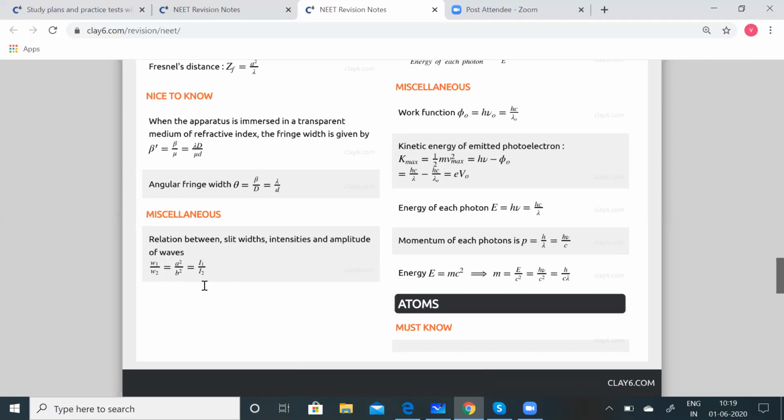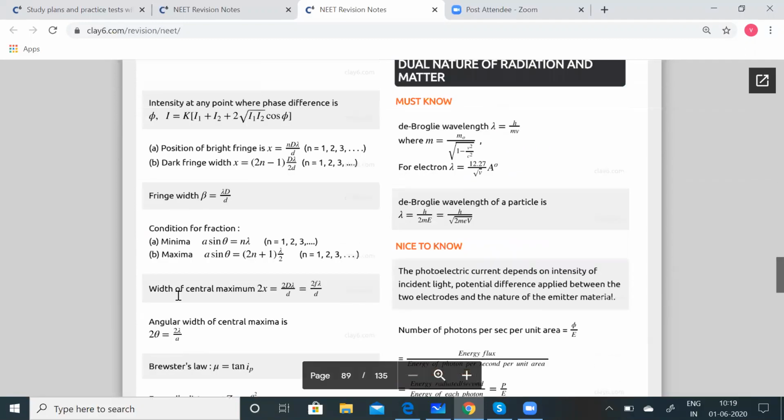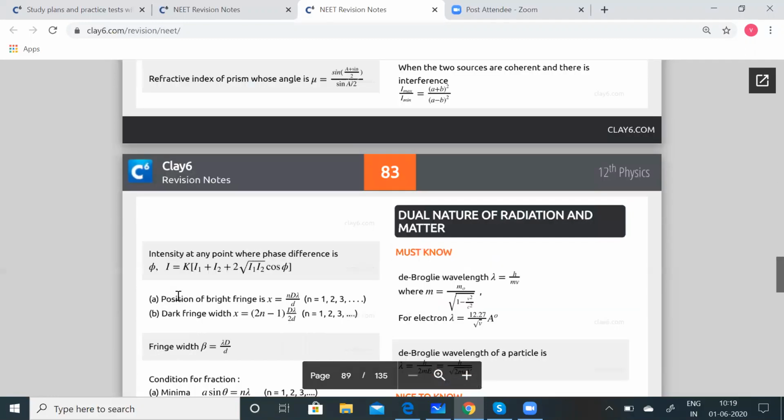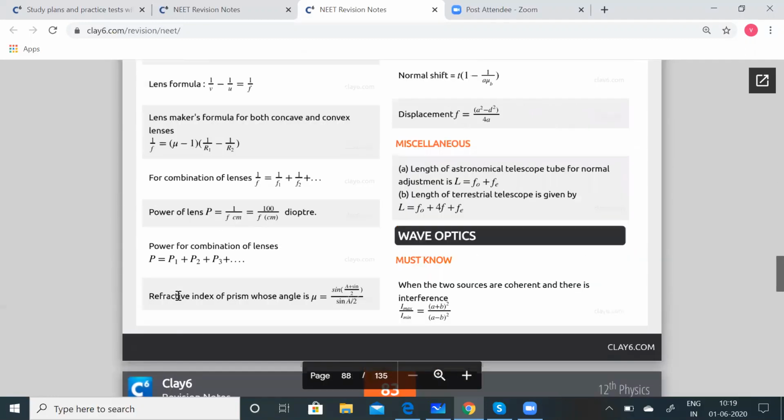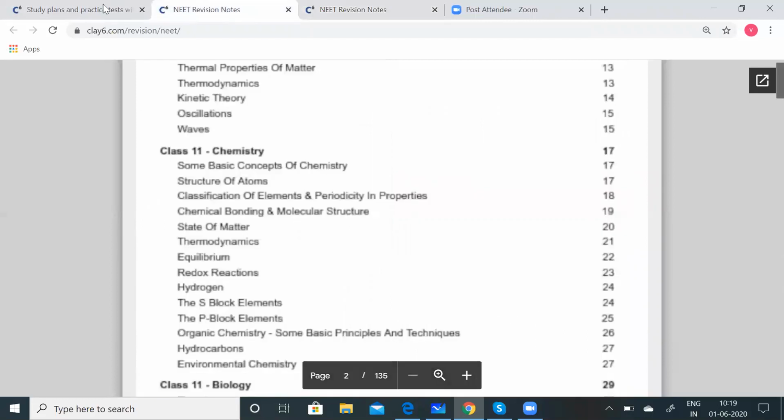So I1 and I2 are the intensities. A squared and B squared are the amplitudes of the waves, and W1 and W2 are the slit widths. Having known all these formulae, make yourself thorough with everything, and then we can go to the test part.